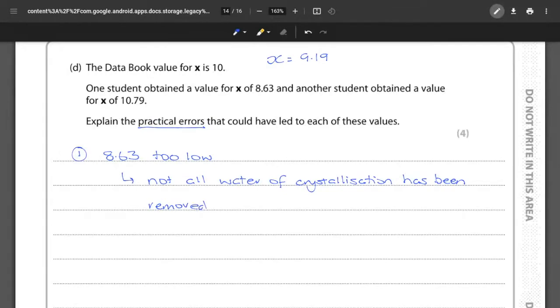That's our first mark for saying why that 8.63 is possible, and the practical error is because remember we're using the word explain, so we must be saying because it has not been heated, either been heated for long enough or strongly enough.